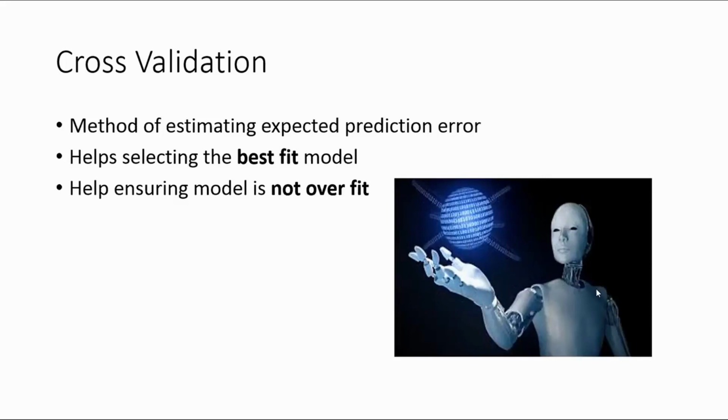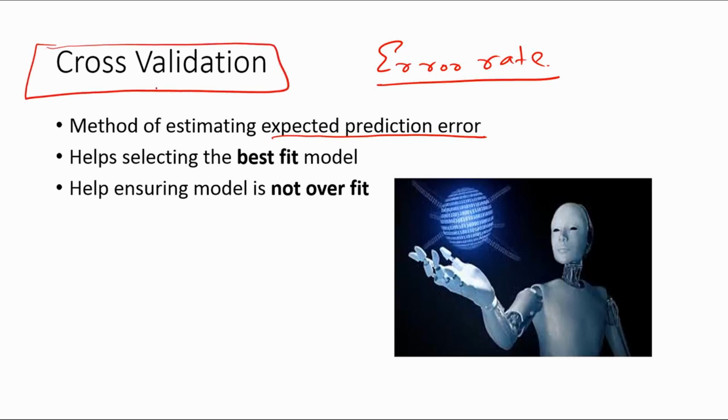Let's first understand what is cross-validation. Cross-validation is a method of estimating the expected prediction error. So you want to know that when you implement your model, what is going to be the error rate. What is important here is you want to know the error rate once you implement your model to solve a problem, or implement your model in the production setup. Cross-validation is important from that point of view because it gives you an approximate value of the error rate.